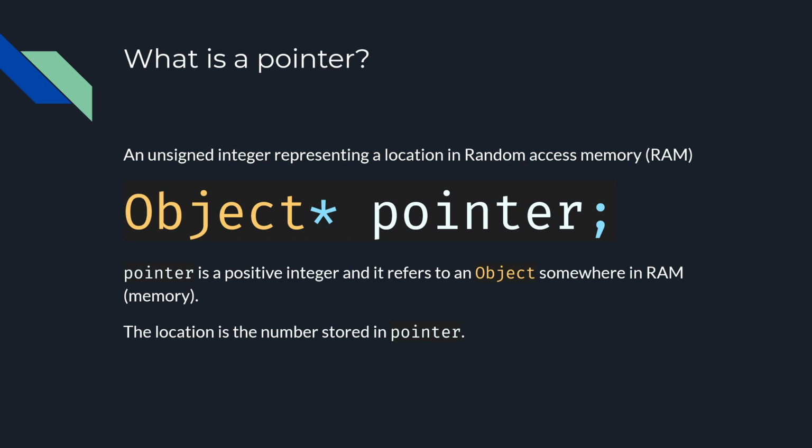So what is a pointer? A pointer is basically an unsigned integer which represents a memory address. So this object star is creating a pointer which stores a positive, unsigned integer, and it's referring to this object which lives somewhere in RAM. And the location of that object in the RAM, which is addressable, is stored in this pointer variable, which is on the stack.